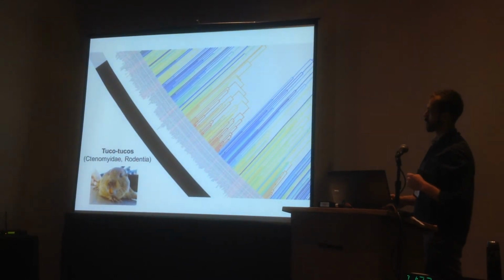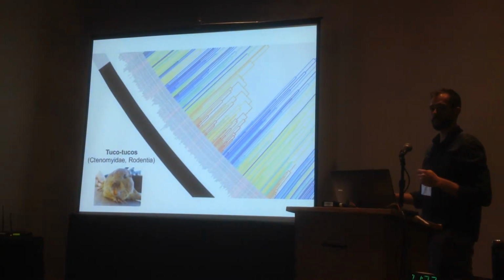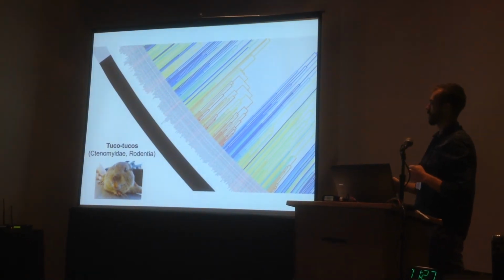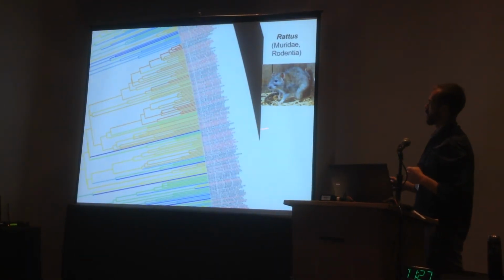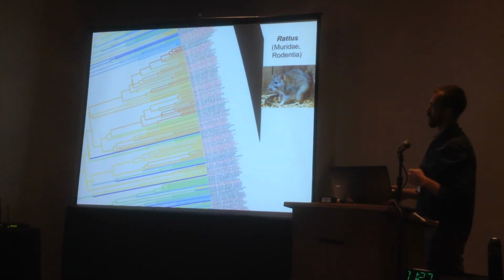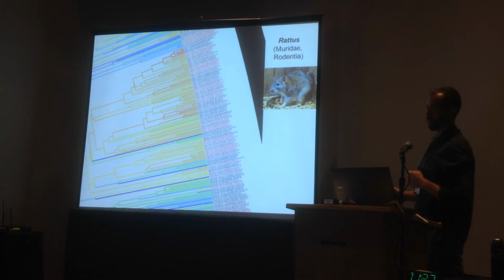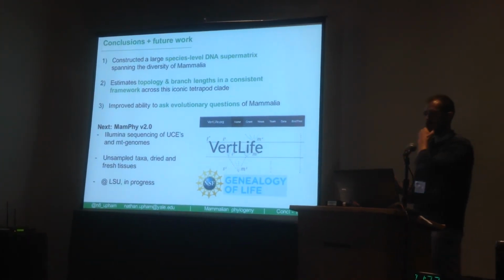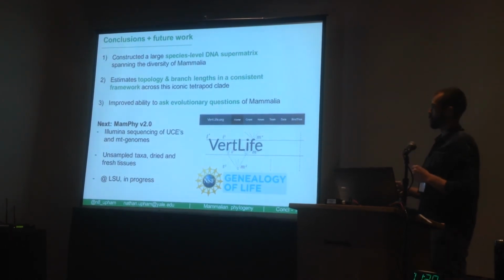Tuco-tucos over in the rodents. There are some South American rodents that I studied for my dissertation. We found a similar result, so that's actually really heartening. And looking at the murid rodents, Rattus comes out as having particularly fast rates. So there's a lot of information here. We're just sort of scratching the surface.